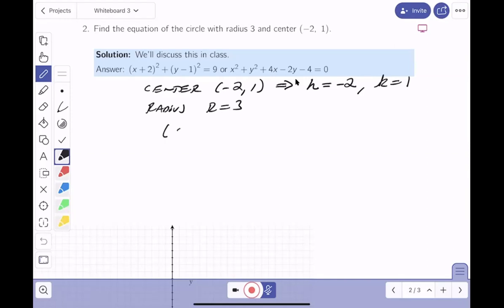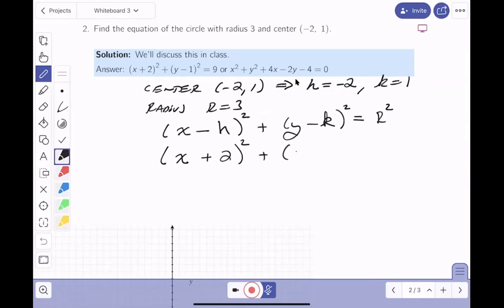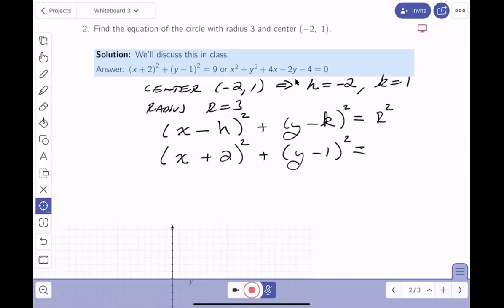What's the equation of a circle look like? X minus h quantity squared plus y minus k quantity squared equals r squared. Well, I can certainly write this down now. X minus h. Again, I want to point out to you, h is -2. Well, minus and -2 is +2, squared, plus y minus k. What's k? K is 1. So I'll write that down for you. R squared. What's r? R is 3. What's r squared? It's 9. This is a fine answer.